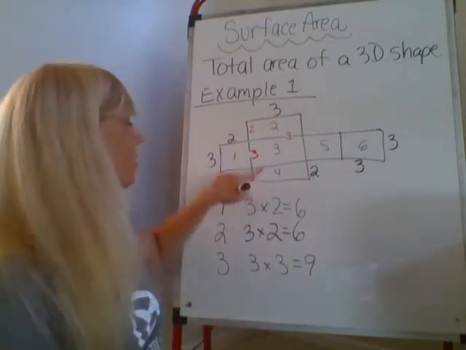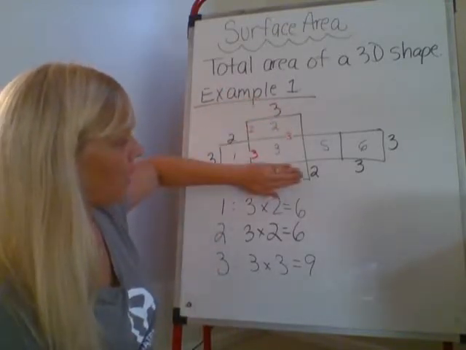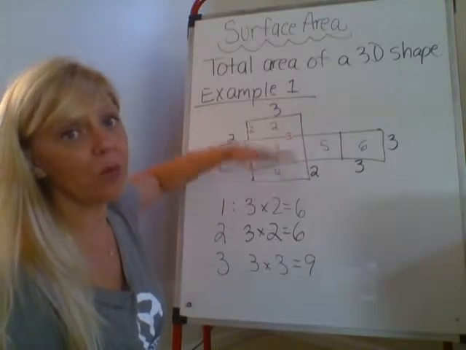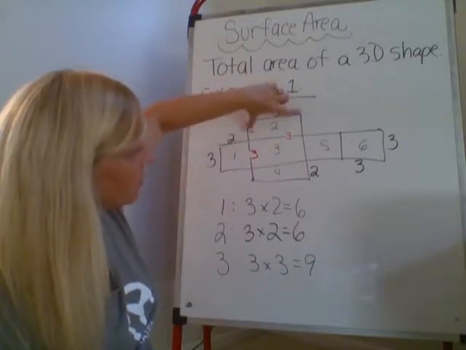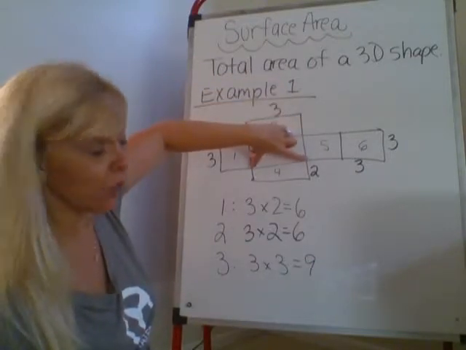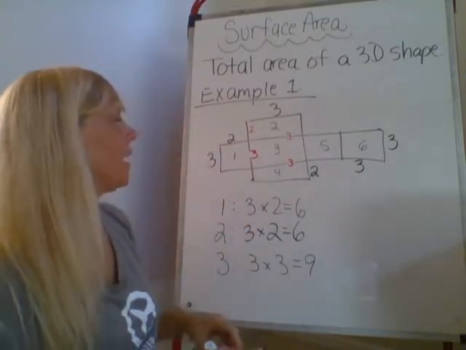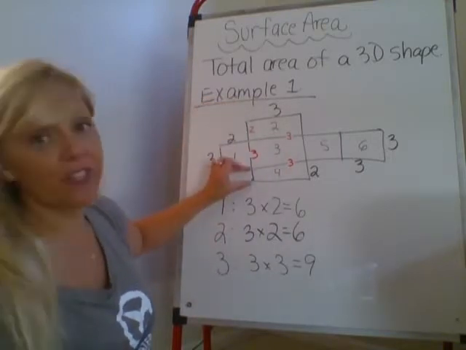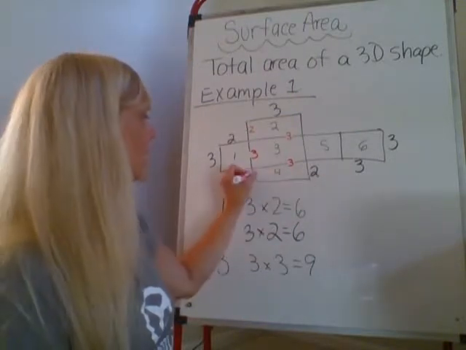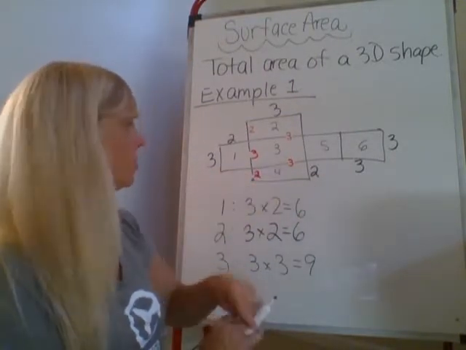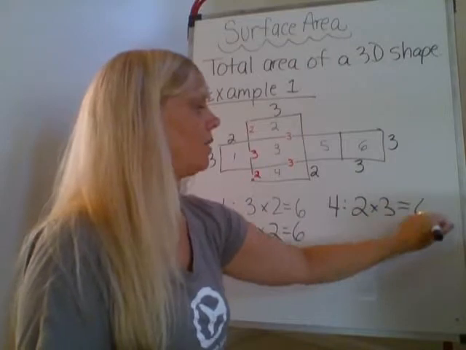Let's go on to face 4. Some of us will know this face is going to fold up and this face is going to fold up, and they're going to be equal to one another because they're across from each other. So if this length is 3, then this length is 3 as well. I'll put a red 3 here because that's the length. And if this is 2, then this is 2, and I already had the 2 written there. So face 4 is 2 times 3, and that is 6 as well.